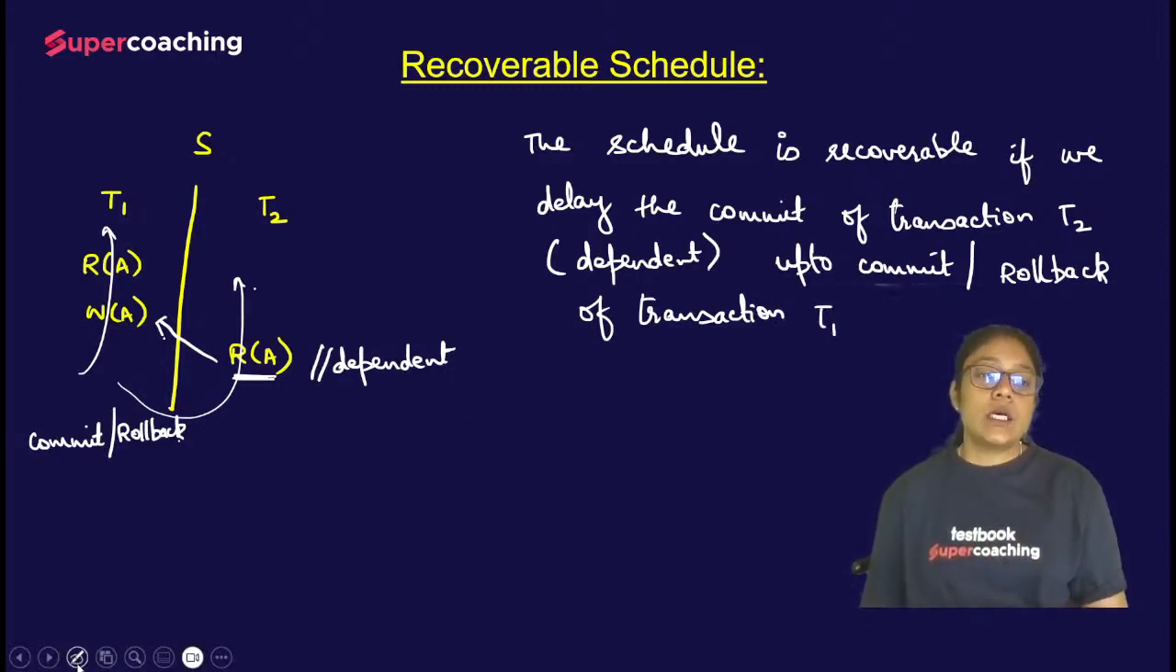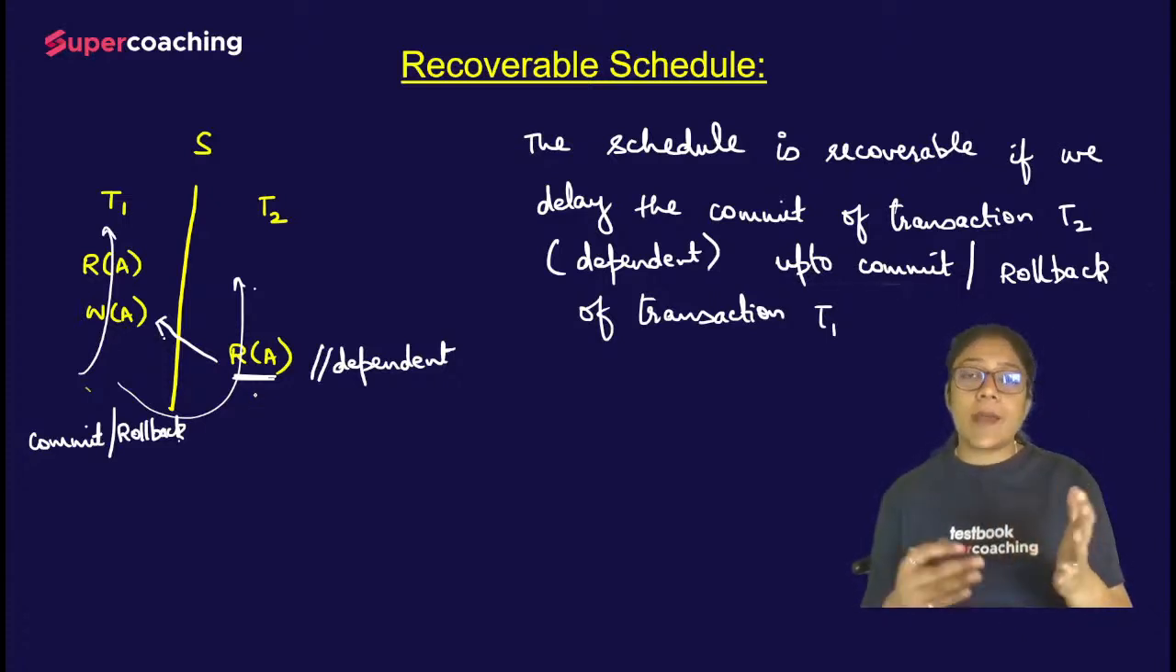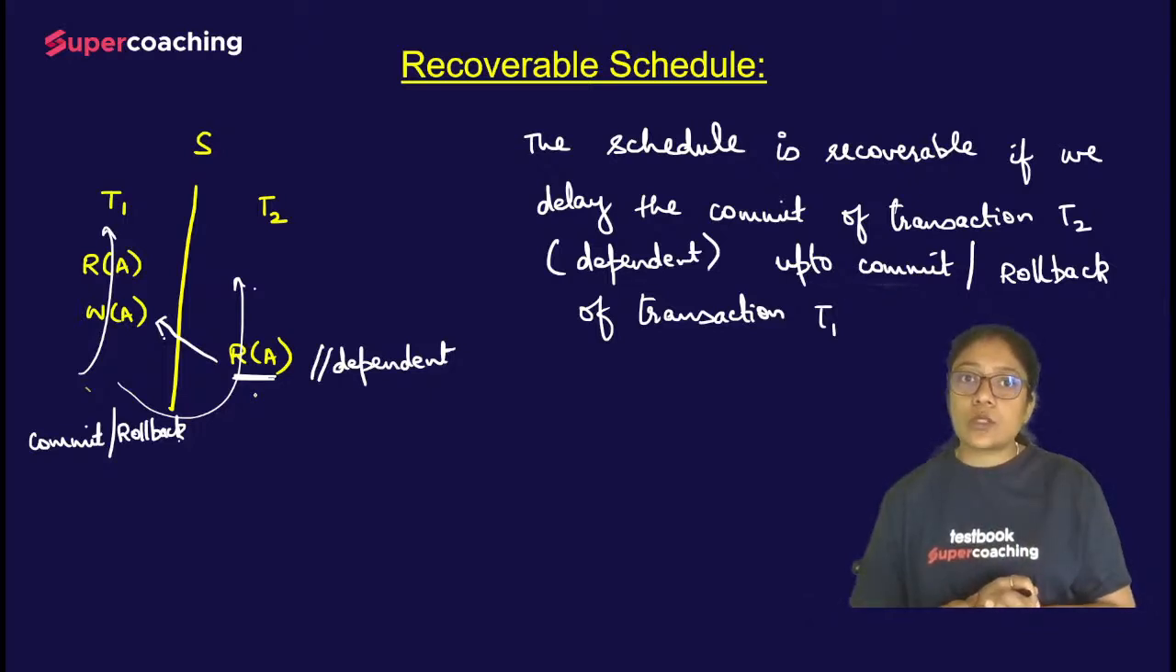But there is a drawback of the recoverable schedule, because when one transaction is going to roll back, all the dependent transactions will also roll back. Right? So what will happen in this case? Since one transaction is forcing the other transactions to roll back, many transactions can roll back back-to-back. That is known as cascading rollback.